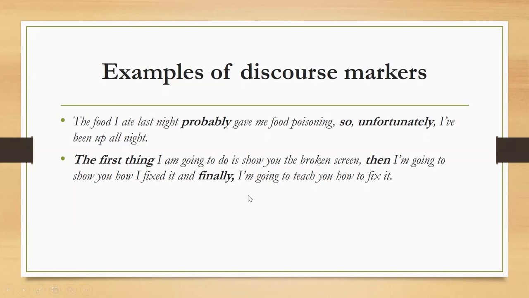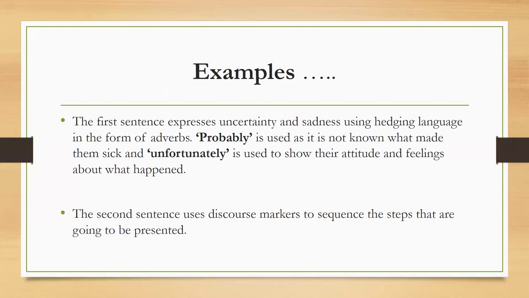So the first sentence expressed uncertainty and sadness using hedging language in the form of adverbs. Probably is used as it is not known what made them sick. And unfortunately is used to show their attitude and feeling about what happened. Okay.